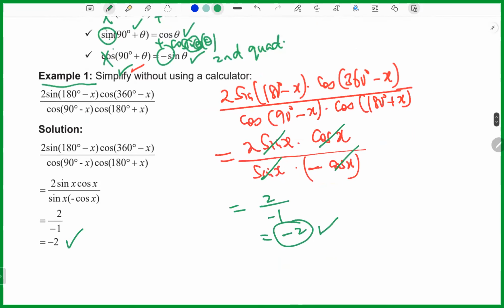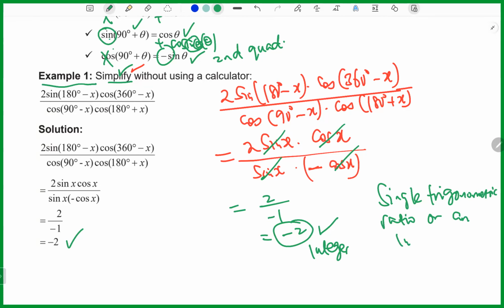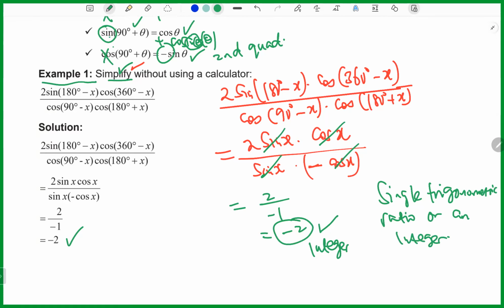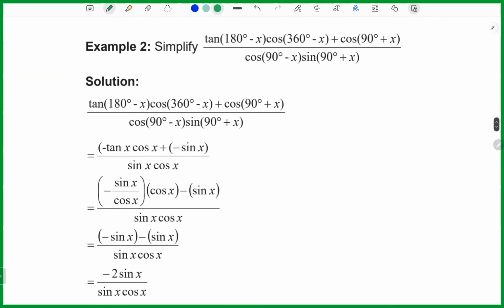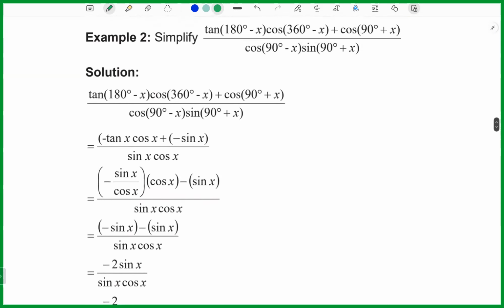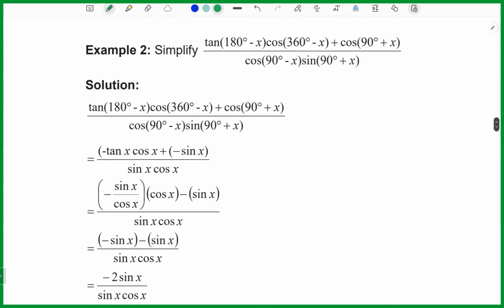Okay, so we have simplified this to an integer. Your simplification must always lead to normally a single trigonometric ratio or an integer. Let's look at example 2. Example 2, you need to simplify the following.